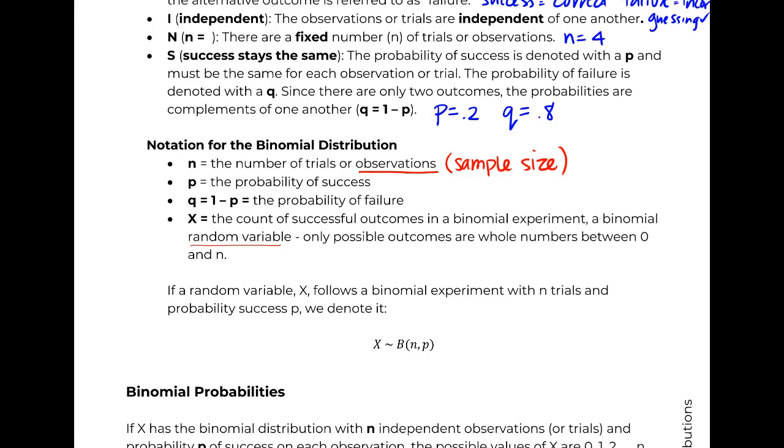So if all the BINS are followed, we can use this shorthand notation. This basically says X follows a binomial experiment with n trials and p probability of success. This is a statistician's shorthand to write that entire sentence.